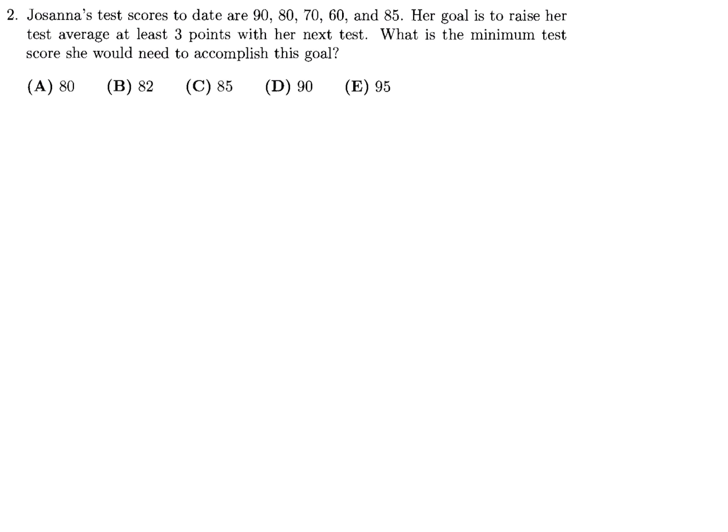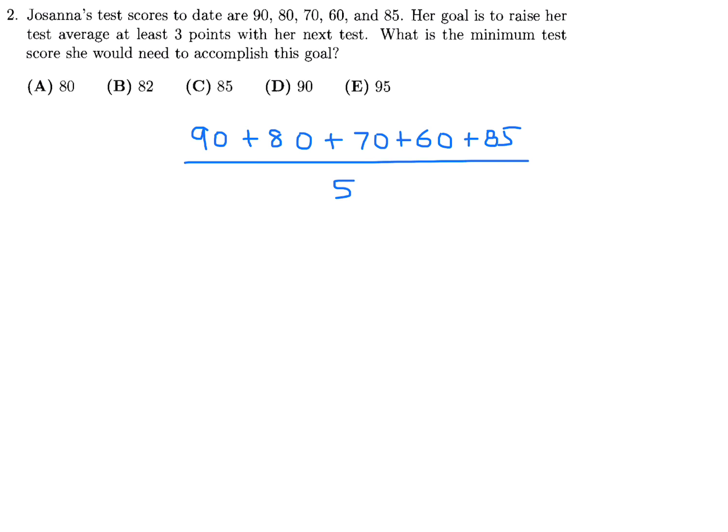Josanna's test scores to date are 90, 80, 70, 60, and 85. Her goal is to raise her test average at least 3 points with her next test. What is the minimum test score she would need to accomplish this goal? So first, let's figure out what is her current average, and that will help us figure out what 3 more would be. So, of course, you add up the numbers and divide by 5, and when you do, you get 77. Now what you would have to do is take that and add 3.